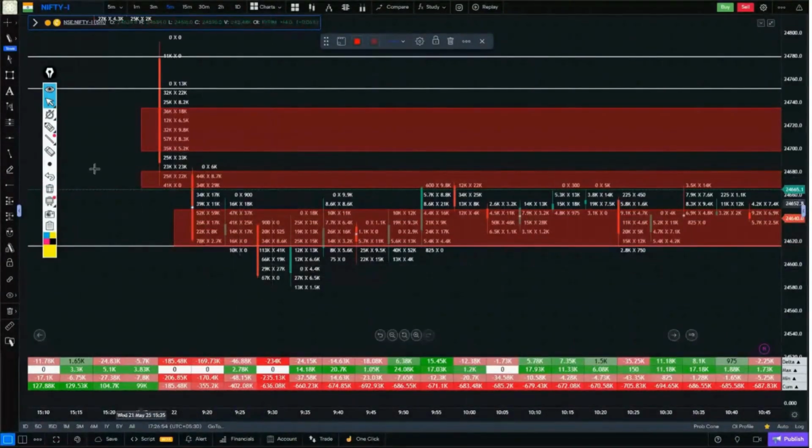Okay, now what happened in the next candle? The next candle went from here to here. That means it broke this selling zone. So what will we do here? We will delete this selling zone.